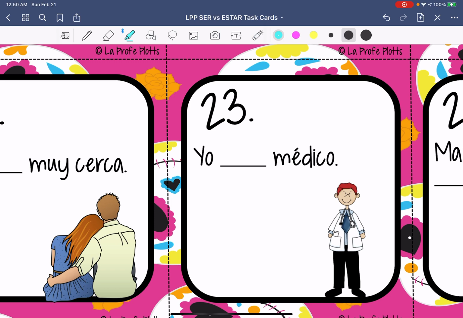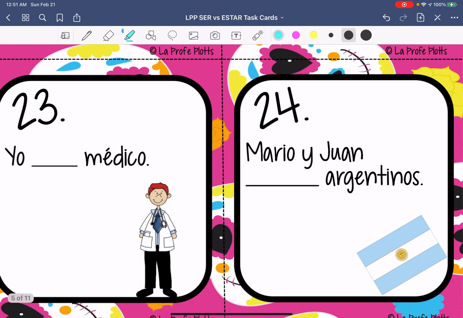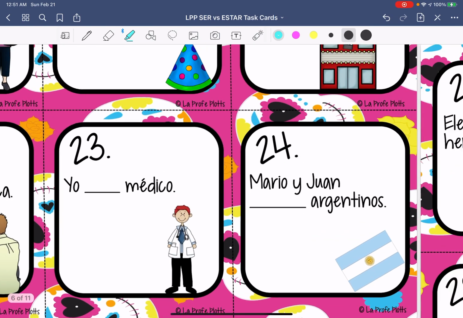Remember, for these, you're choosing whether it's ser or estar, and what you're typing in your box is the conjugated form of the verb that you chose. Okay? 24. Mario y Juan blank argentinos. Okay, moving on.